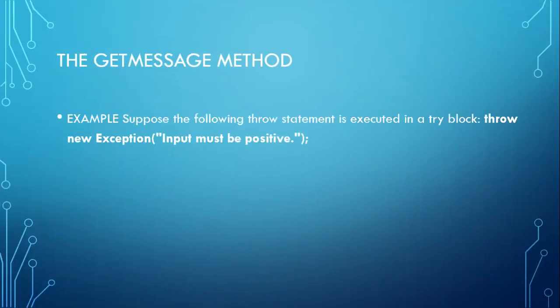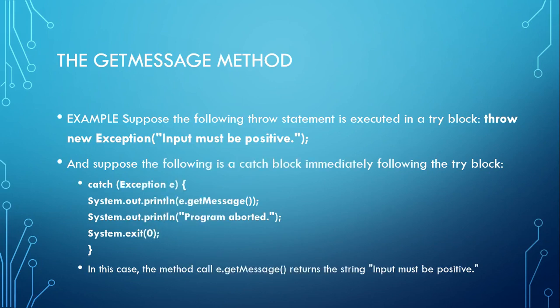So here's another example. Suppose the following throw statement is executed in a try block: throw new Exception("Input must be positive"). And suppose the following is a catch block immediately following the try block: catch (Exception e) { System.out.println(e.getMessage()); System.out.println("Program aborted"); System.exit(0); }. In this case, the method call e.getMessage() returns the string "Input must be positive."